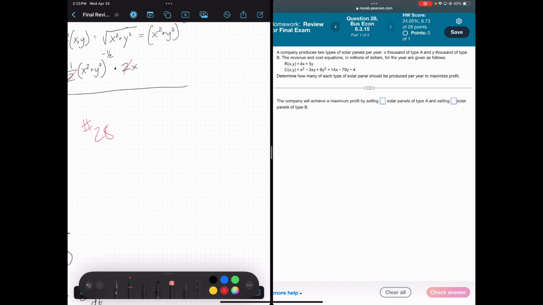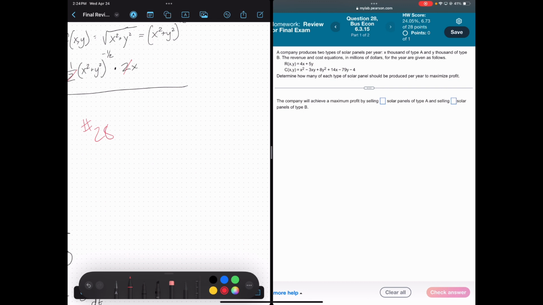Okay, a company produces 2 types of solar panels per year: X thousand of type A and Y thousand of type B. Multivariable function, right? You've got 2 things that are independent of each other, type A and type B solar panels. The revenue and cost equations are given as follows. So there's your revenue and there's your cost. Determine how many of each type of solar panel should be produced to maximize profit. So now we get into optimization.